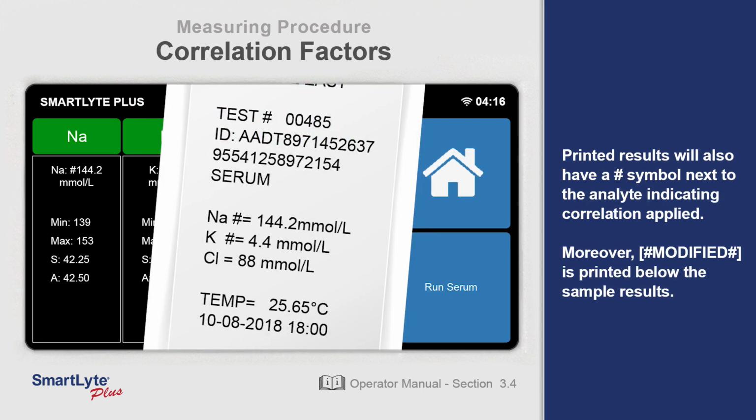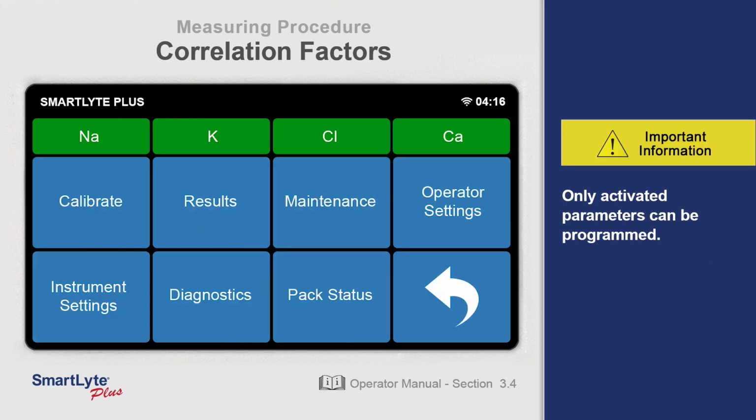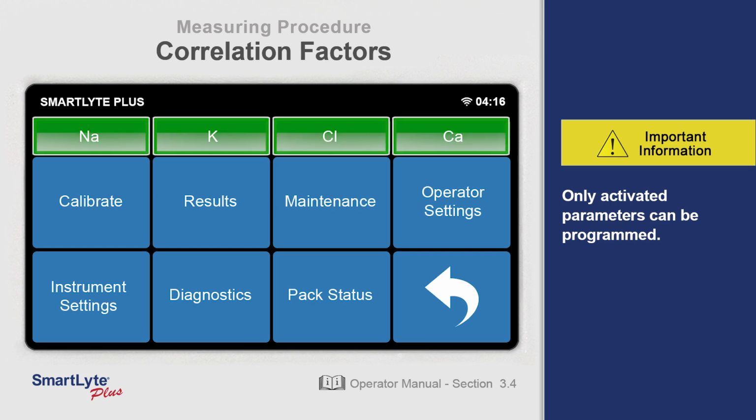Printed results will also have a number symbol next to the analyte indicating correlation applied. Moreover, modified is printed below the sample results. Only activated parameters can be programmed.